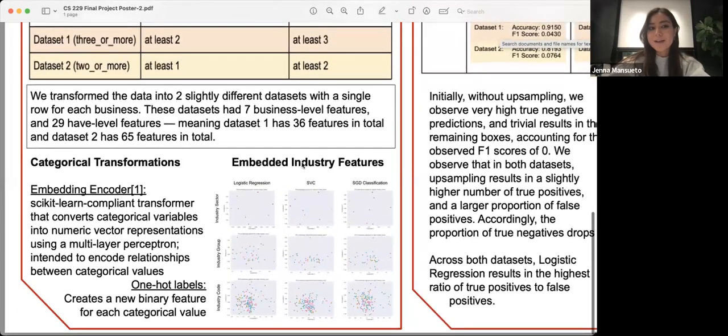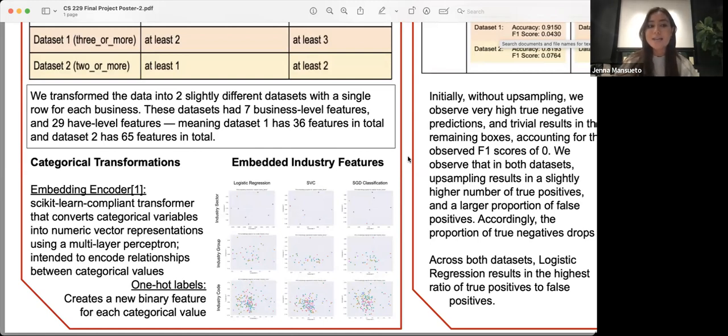And before we could run any of these models on the data, we had to find a way of representing our categorical features numerically. And so to that end, we tried 2 different ways of transforming these categorical features. One of them was using an embedding encoder. And this kind of spoke to our hypothesis that there might be some sort of relationship, especially between sector level categorical features that could somehow help the model learn which companies were going to be successful.